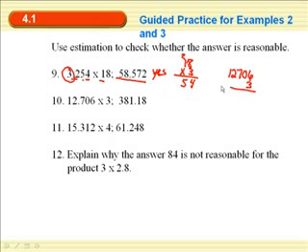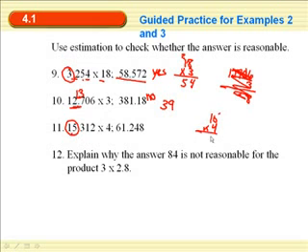12.706 times 3. Oh wait, we're rounding, sorry. 12.7 rounds to 13. 13 times 3 is only 39, so we would say no. 381 is not close to 39. This is close to 15, so we're taking 15 times 4. We're estimating, so we round, and we get 60, and that answer is 61, so we would say yes.